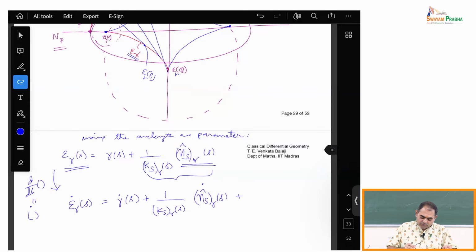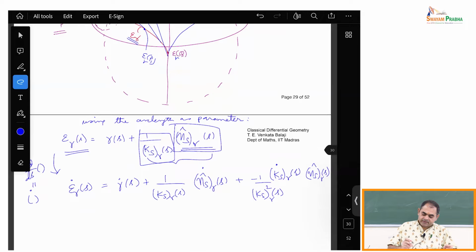Then by the product rule, I have to keep this vector constant, and I have to differentiate this scalar. So I will get minus 1 by ks gamma of s squared, and I will get the derivative of that, which is ks sub gamma of s dot, and I will get ns sub gamma cap of s. So this is what I will get.